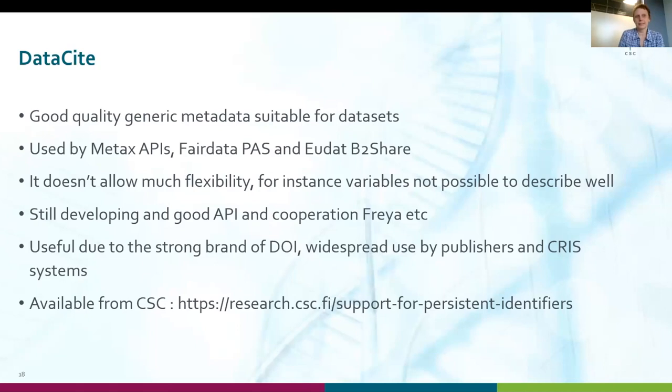So DataCite really enables good quality generic metadata that is well suited for researchers and research use. We use it in our national Fairdata services, and also EUDAT B2SHARE uses the DataCite DOI. It isn't very flexible. For instance, variables are not easily described with DataCite, but still it's developing. It's a really active and good community, the DataCite community, and they have a good API and also this cooperation with the other research information actors is good and important, I think.